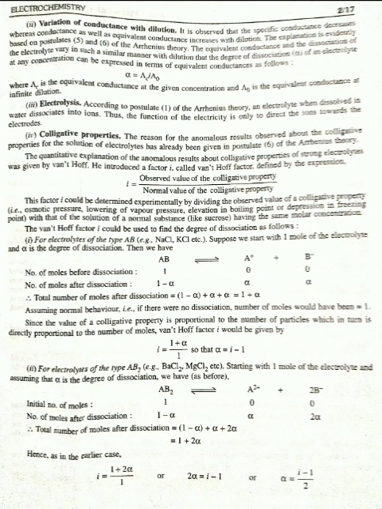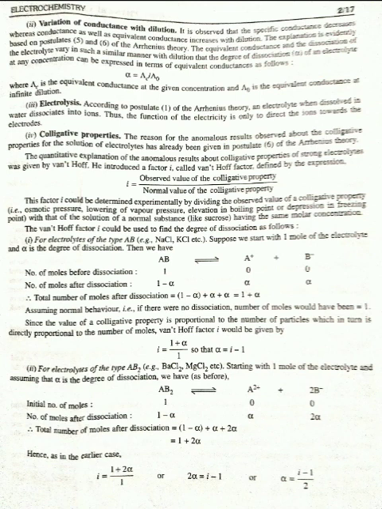Fourth, colligative properties. The reasons for the anomalous results observed about the colligative properties for the solution of an electrolyte have already been given in postulate 6 of the Arrhenius theory. The quantitative explanation of the anomalous results about colligative properties of strong electrolytes was given by Van 't Hoff. He introduced a factor i, called Van 't Hoff factor, defined by the expression i is equal to observed value of the colligative property upon normal value of the colligative property.